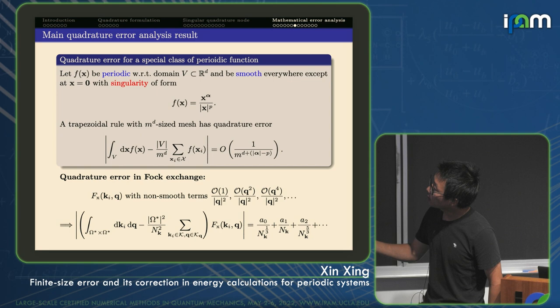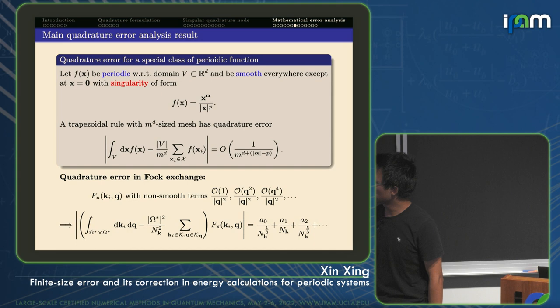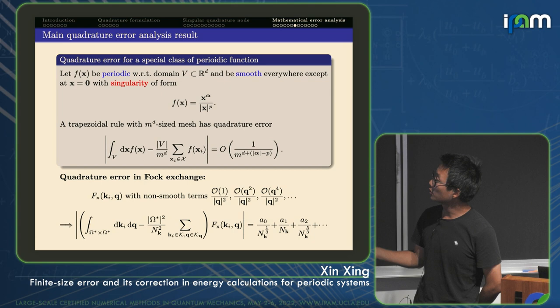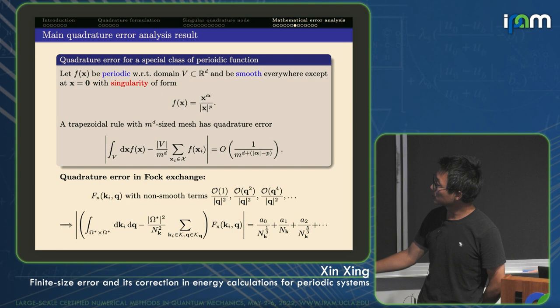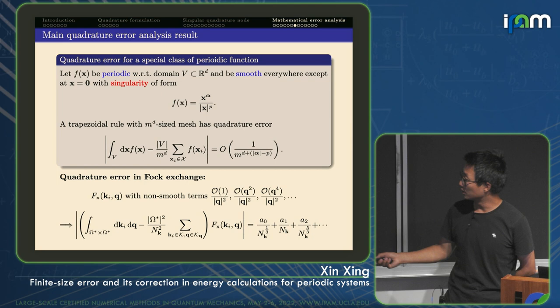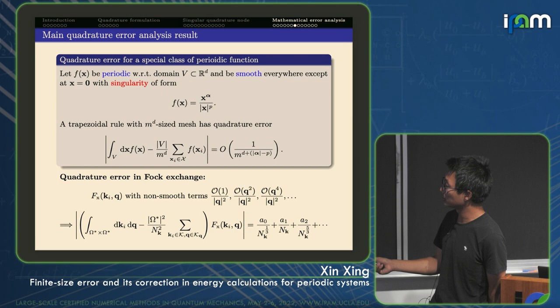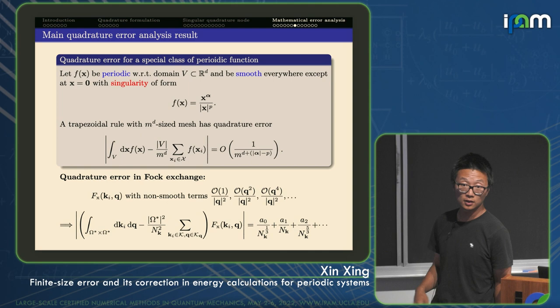As a direct application of this theoretical result, let's take a look at Fock exchange. The leading non-smooth term is 1 over q squared, which corresponds to alpha minus p being negative 2. So this theoretical result says that the quadrature error due to 1 over q squared is of scale 1 over m, because d equals 3, 3 minus 2. So 1 over m is exactly 1 over n to the 1/3. Similarly, we can show that the quadrature error due to the second leading non-smooth term, q squared over q squared, is of scale 1 over n, and so on for the next term.